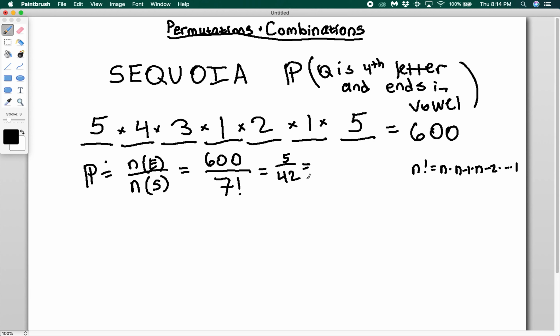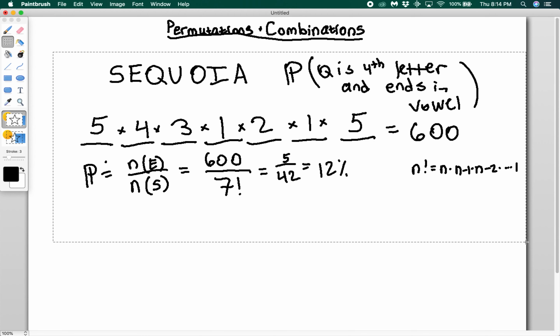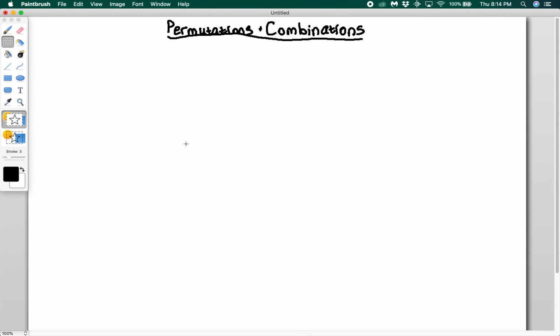After simplifying, you get 5,040, and that comes out to be about 12%. So there's a 12% chance that if we take a permutation at random of 7 letters from this word, we will end up with Q being the 4th letter and ending in a vowel. Okay, so now let's look at another word, which is going to complicate things just a little bit more.